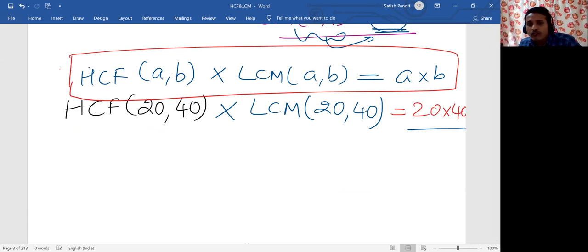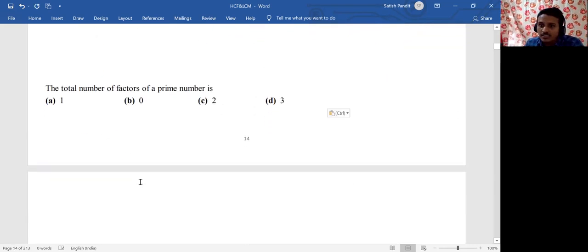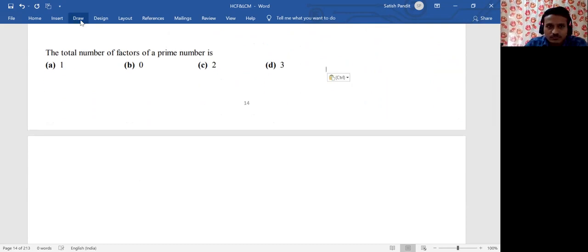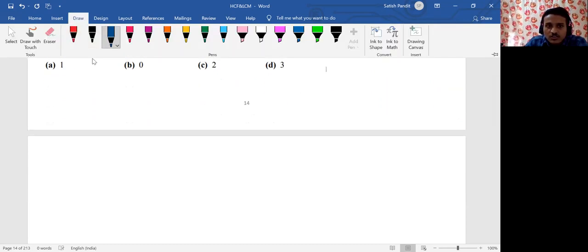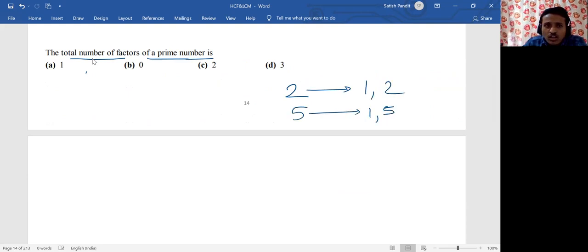Now, we will solve a few problems asked in various examinations. You understand? This particular question was asked in the CBSE 2020 examination. The total number of factors of a prime number. If I have a prime number, for example 2, what are the factors? 1 and 2. If I have the number 5, 1 and 5. So the total number of factors of a prime number is 2. Understand? Good.